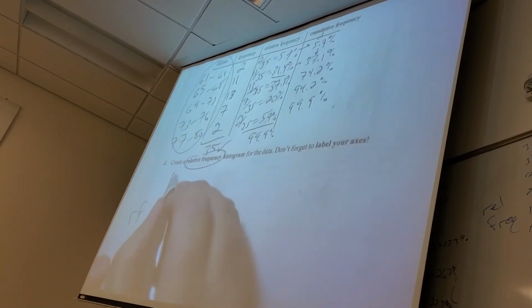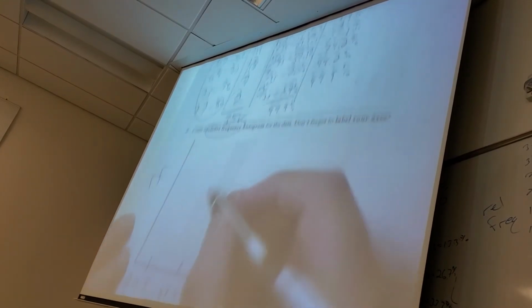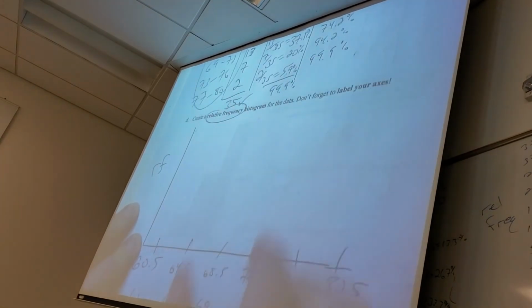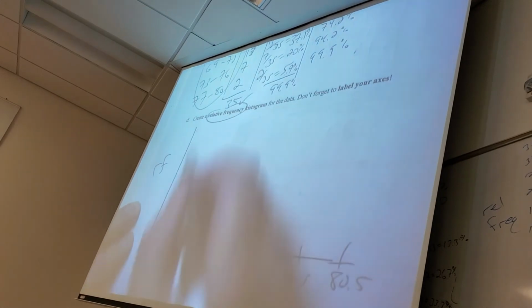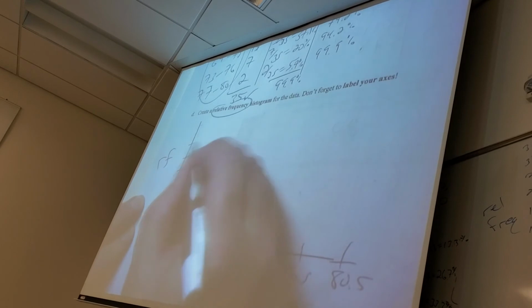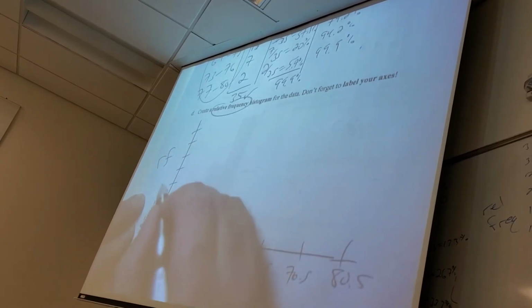Don't make this 100. If you make this 100, your whole histogram is smushed down here. You're going to use all the space, right? So if I want to go up to 40, maybe I go by 5s. 5, 10, 15, 20, 25, 30, 35, 40. Cool.